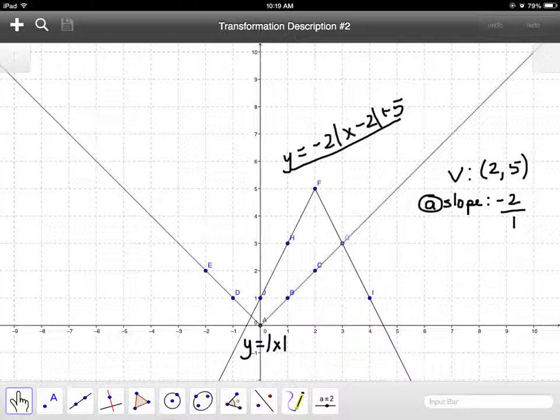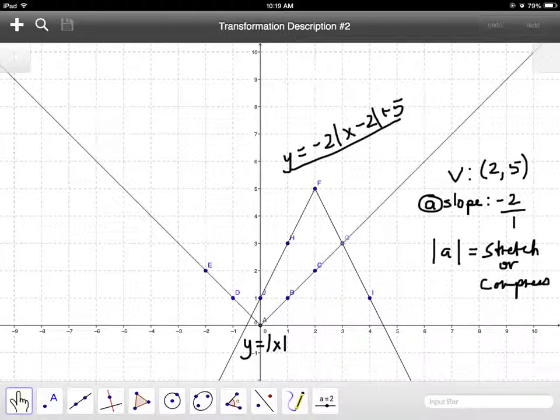Okay, and because the absolute value of a is bigger than 1, it's 2. Remember, it's the absolute value of a that tells us stretch or compress. And the absolute value of -2 is +2, so that's bigger than 1. So this is going to stretch. And when I stretch it, we said this morning, it's going to narrow it a little bit. Okay? So what is our transformation?